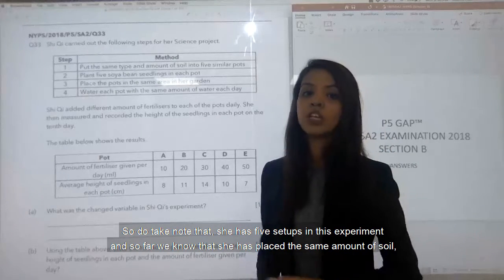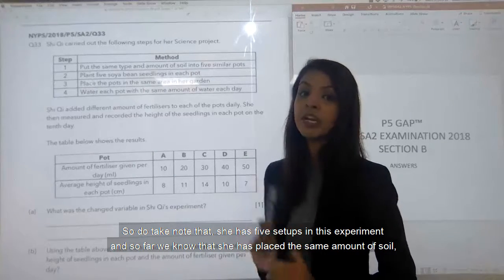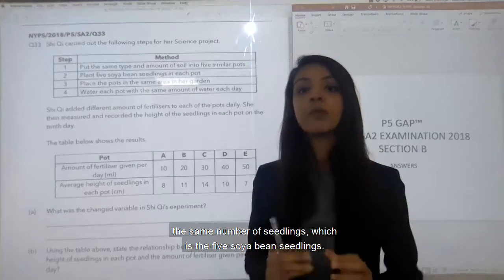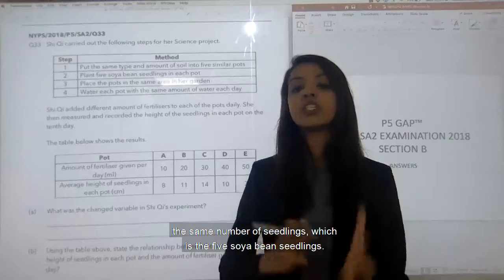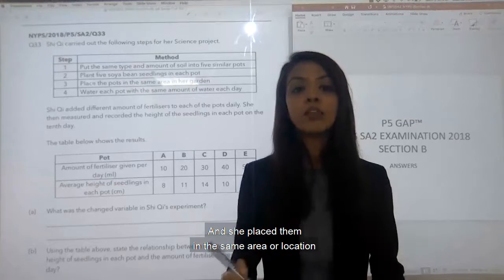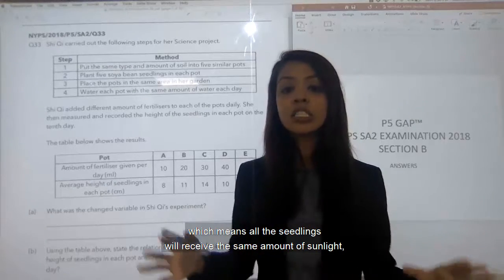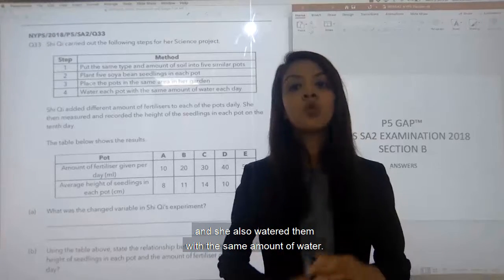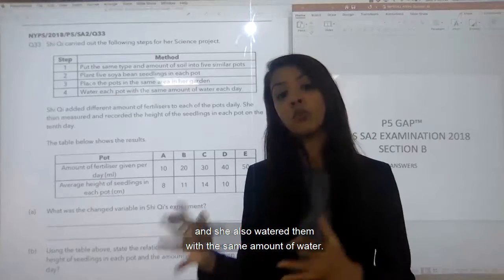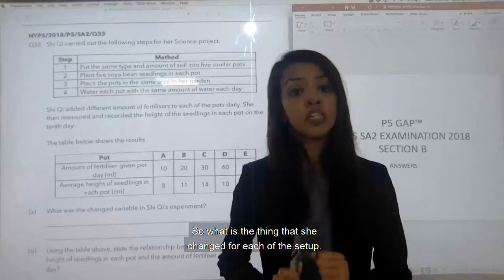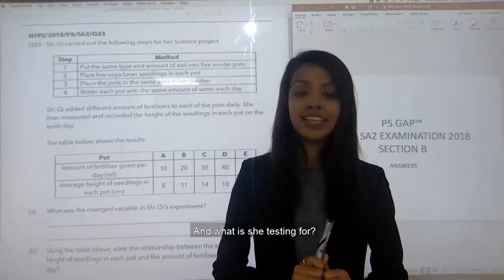So do take note that she has 5 setups in this experiment, and so far we know that she has placed the same amount of soil, the same number of seedlings, which is the 5 soybean seedlings, and she placed them in the same area or location, which means all the seedlings would receive the same amount of sunlight, and she also watered them with the same amount of water. So what is the thing that she changed for each of the setup, and what is she testing for?